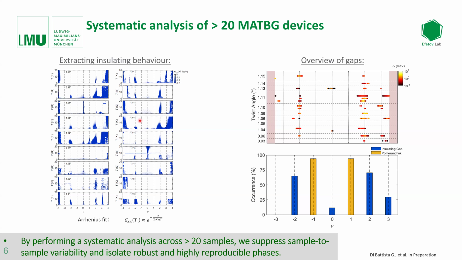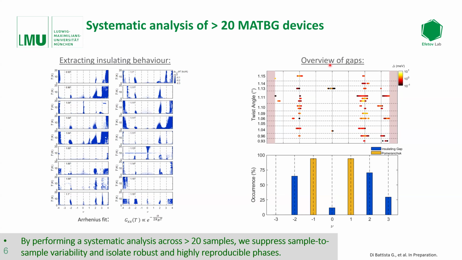And here is, just to give you an idea, on the left side, a bunch of different devices, where with an Arrhenius fit we basically try to deterministically identify areas which have insulating behavior, and where we can actually extract an energy gap from the Arrhenius fit. So all those regions are seen here.